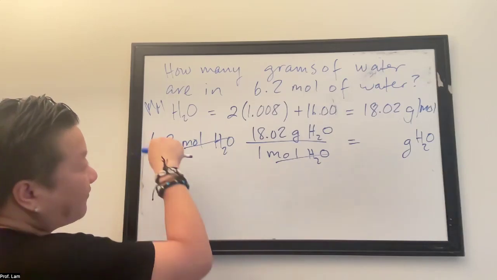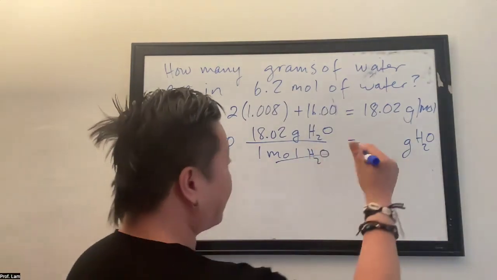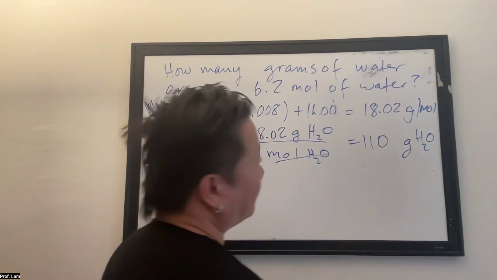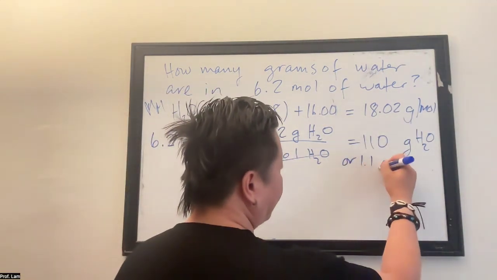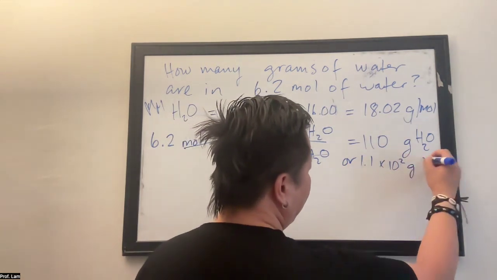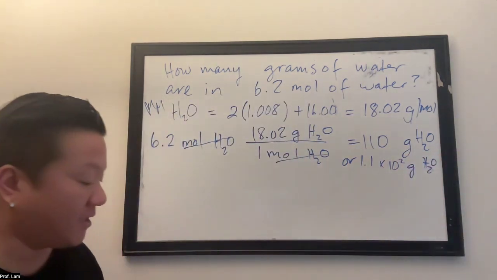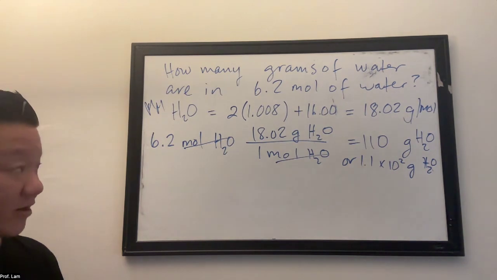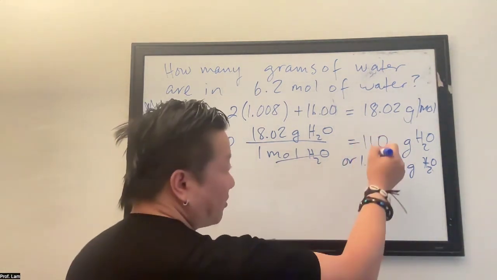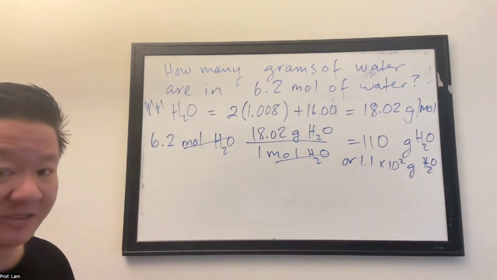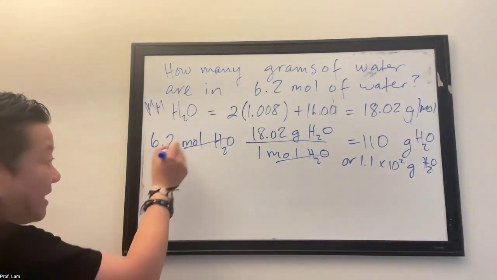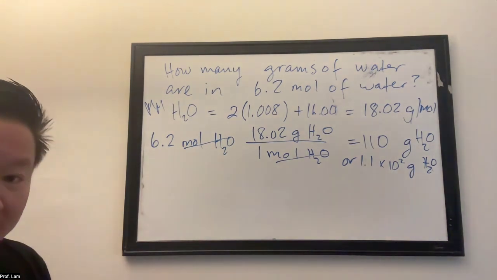Okay, so to 2 sig figs, how I have it here, this would be 110 grams of water. Or if you want to put it into scientific notation, make sure that you have 1.1 times 10 to the second grams of water, right? Either way, both of these numbers are representing 2 sig figs, right? Because that's what we need here is 2 sig figs. Okay.